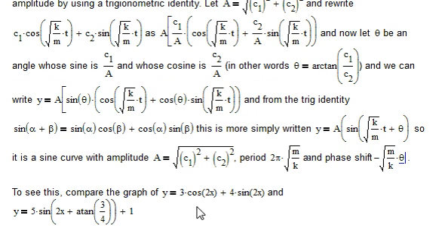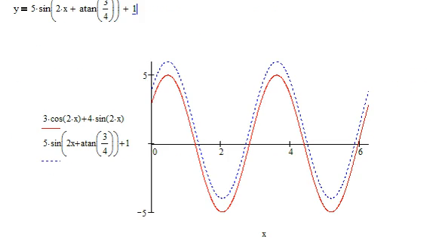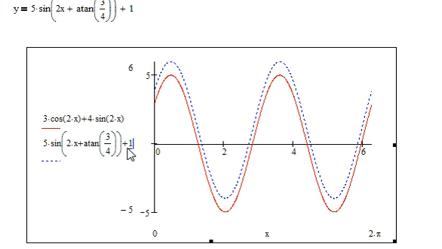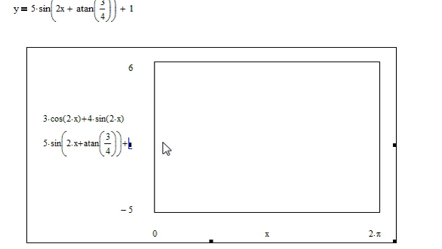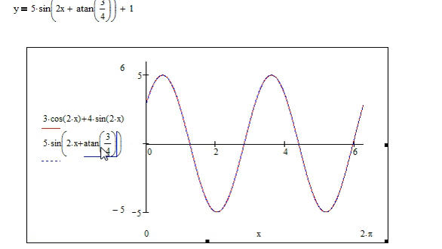To see this, we can compare the graph of y equals 3 cosine of 2x plus 4 sine of 2x, and y equals 5 times the sine of 2x plus arctangent of 3/4, plus 1. And I do that here in this picture. The reason why I put the plus 1 in there is so you could see one graph on top of the other. Otherwise, I'll take out the plus 1, and you'll see that one graph is right on top of the other. So this graph and this graph are identical.